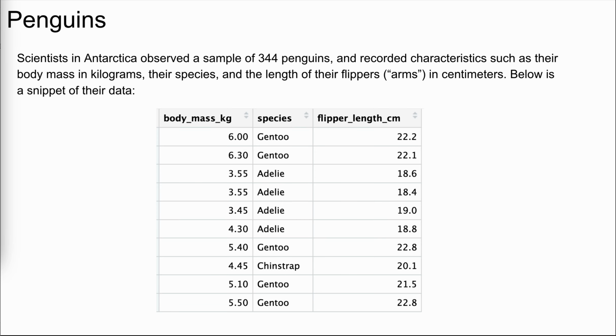Consider some context. Scientists in Antarctica observed a sample of 344 penguins and recorded characteristics such as their body mass in kilograms, their species, and the length of their flippers, or arms, in centimeters. Below is a snippet of their data, where each row corresponds to a different penguin.